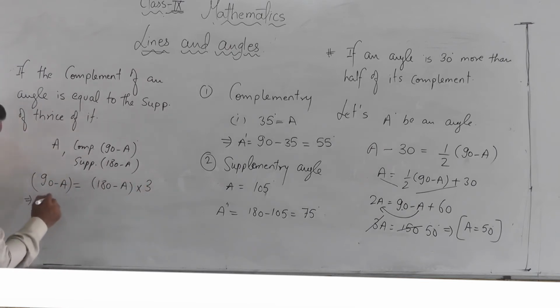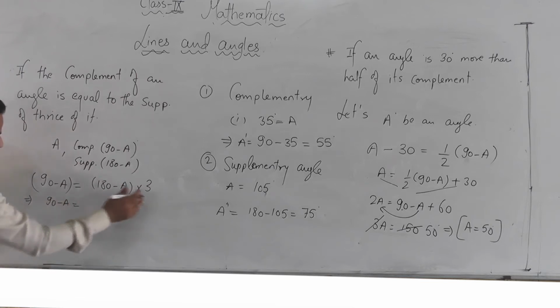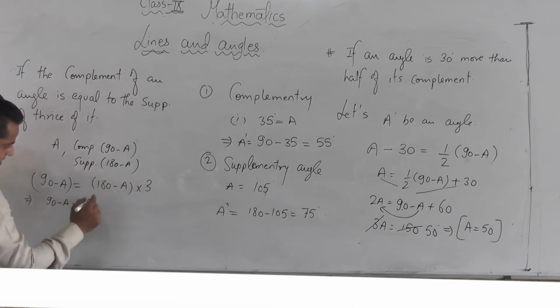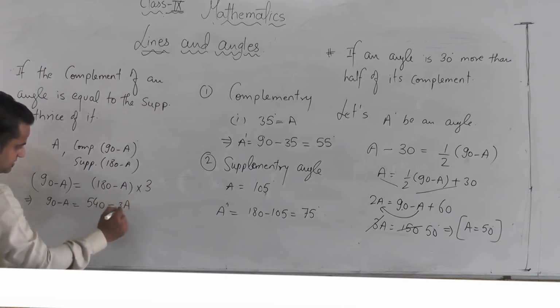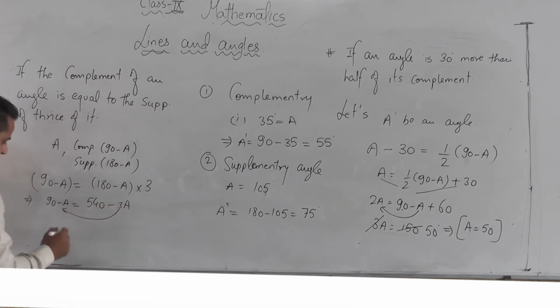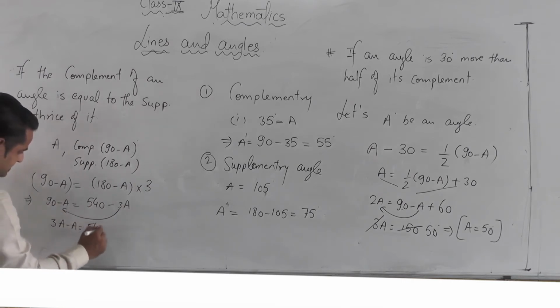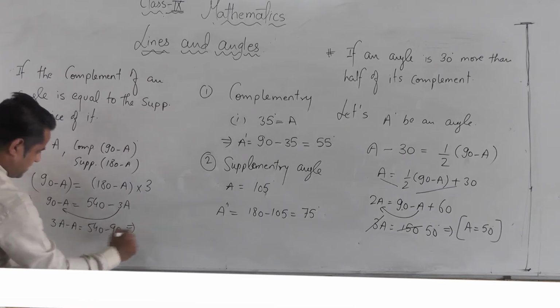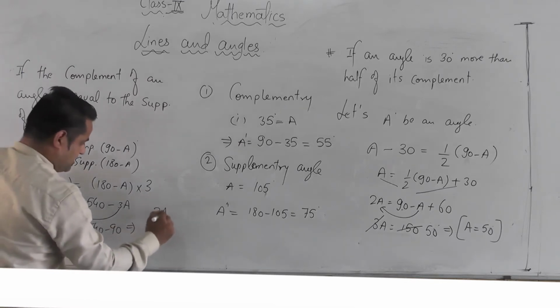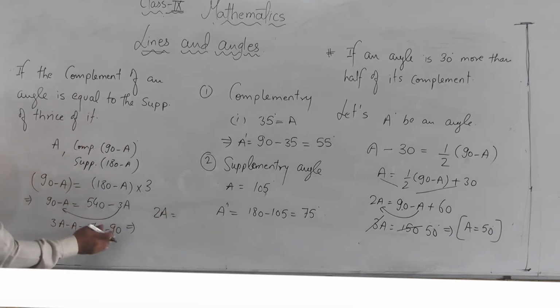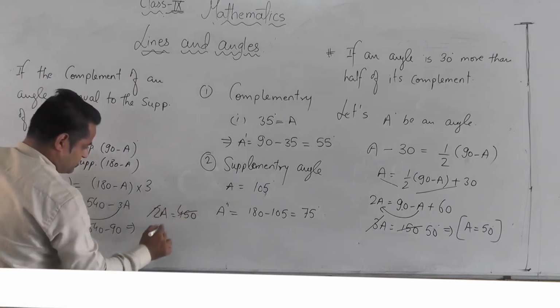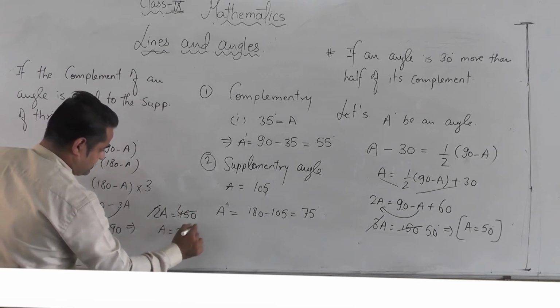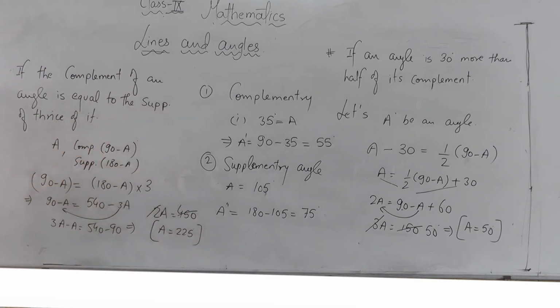Now what we are doing here is we can just multiply it by 3. So 180 times 3 is 540, so 540 minus 3A. This 3A will move to the other side, so it becomes 3A minus A equals 540 minus 90. Now this will become 2A, and 540 minus 90 is 450. We will divide by 2, so that A comes to 225. Okay.